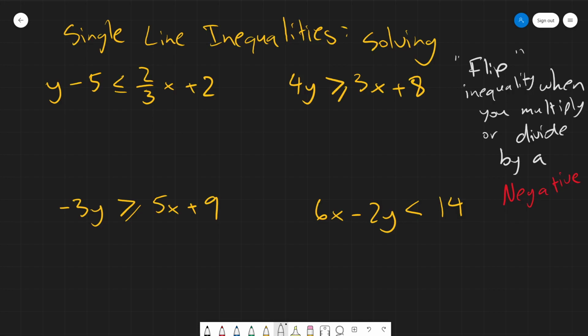So this is going to be my video specifically talking about solving for an inequality before graphing it. Sometimes we don't have y equals mx plus b. So how do we get y equals mx plus b? We're always going to get the y by itself.